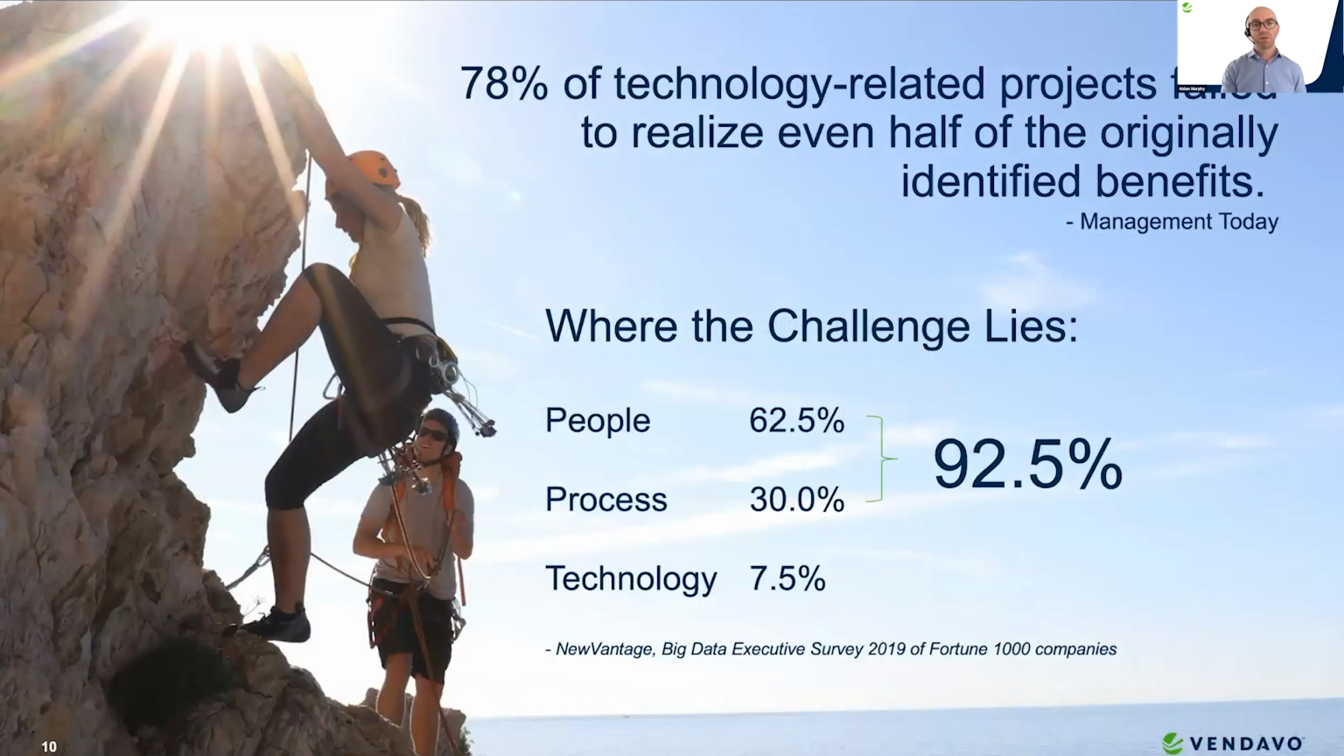So if we jump to the next slide, please, Mitch. So it's not just us saying this, it's Management Today, numerous other studies. We've got New Vantage here as well. They're saying that the majority of technology-related projects are failing to realize the benefits they originally set out to get. And the challenge is not in the technology. Of course, there's challenge in technology. It's not straightforward, but even with state-of-the-art technology flawlessly implemented, it can still fall down when the surrounding business context hasn't been taken into consideration, the people and the processes.